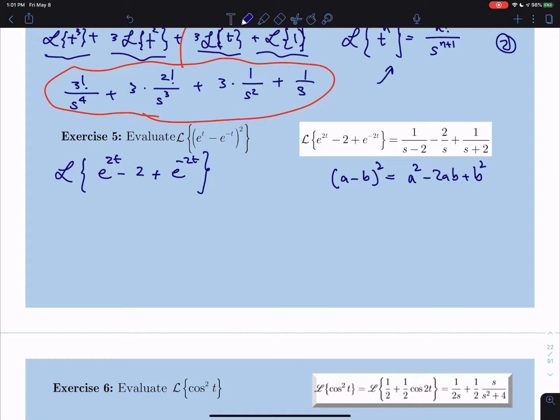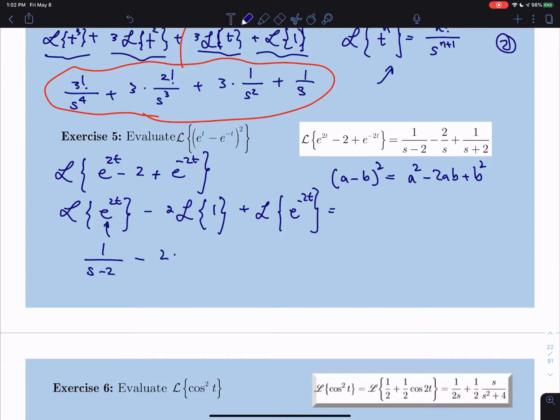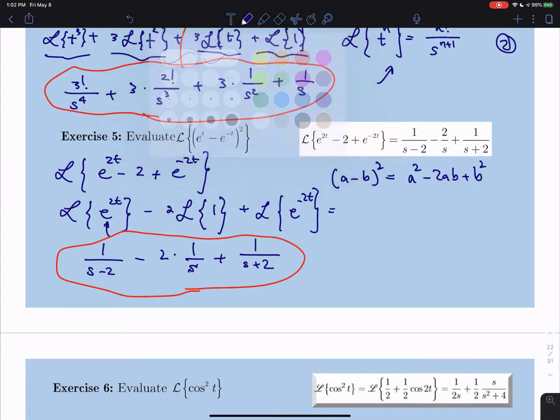Again, if you use the linearity of a Laplace transform, you could write this as Laplace transform of e to the 2t minus 2 Laplace transform of 1 plus Laplace transform of e to the minus 2t. And again, you notice here, you could just simply write the answer because you already remember and know what the Laplace transform of these fundamental functions are. So your Laplace transform is 1 over s minus 2 for this, minus 2 times Laplace transform of 1, which is 1 over s, plus Laplace transform of e to the minus 2t, which is 1 over s plus 2. So again, you notice that you could simply find the Laplace transform without using the definition.